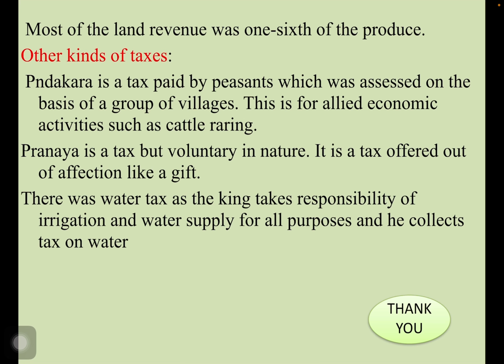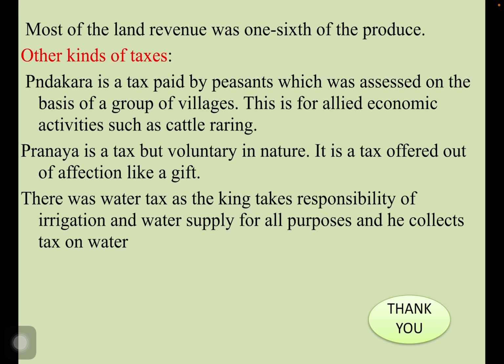Other kinds of taxes. Padakara is the tax paid by the peasants which was assessed on the basis of group of villages. According to some historians, it is more or less like allied economic activities of the rural area. Then Pranaya is a tax but voluntary in nature. It is a tax offered out of affection. It is like a gift.